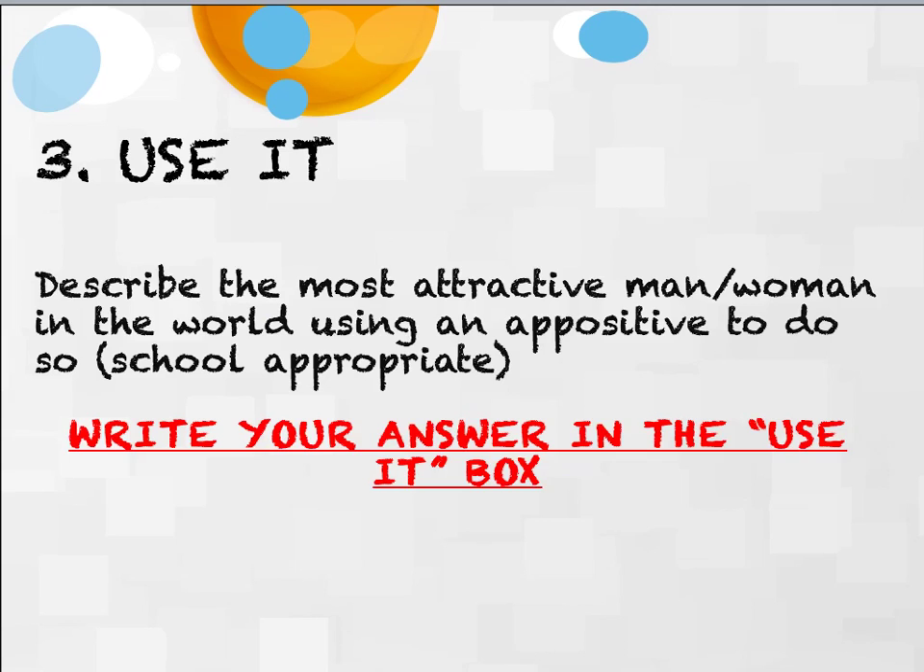All right, I want you to move down to that third box on your notes now, and I want you to use it. Describe the most attractive man or woman in the world using an appositive to do so. Make sure it's school appropriate. If you want to describe a body part, tell me about the beautiful eyes or the beautiful smile this person has. Write it in your use it box.